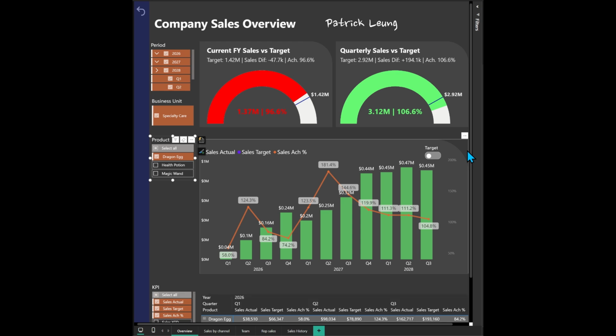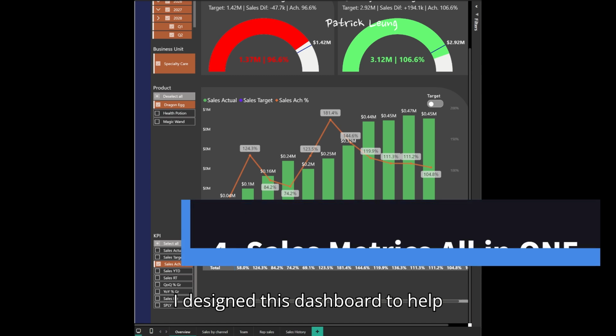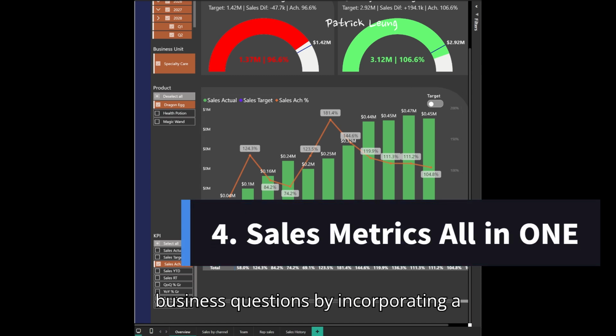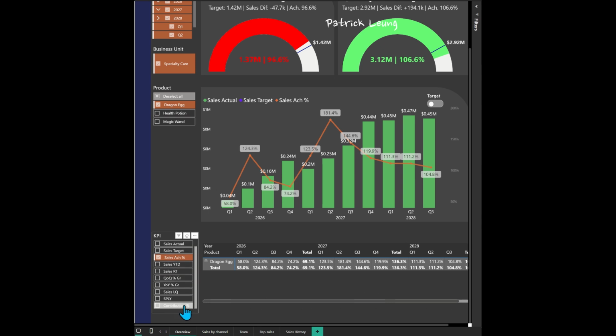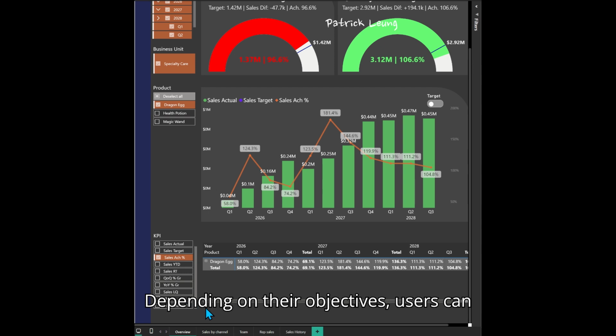I designed this dashboard to help stakeholders address most of their business questions by incorporating a variety of KPI metrics, such as year-to-date, running total, quarter-over-quarter growth percent, year-over-year growth percent, same period last year, and contribution percent. Depending on their objectives, users can select the appropriate KPI and time period to extract relevant insights.